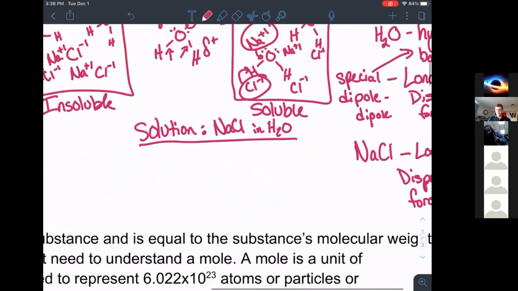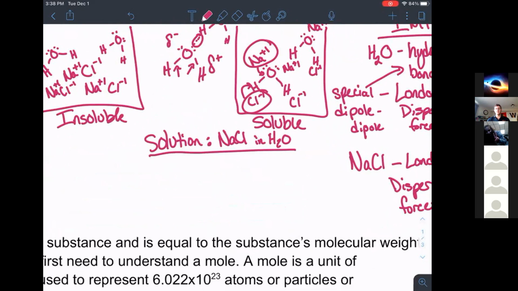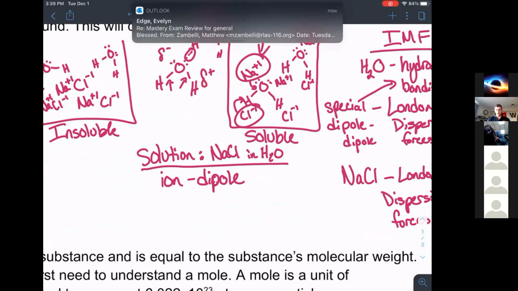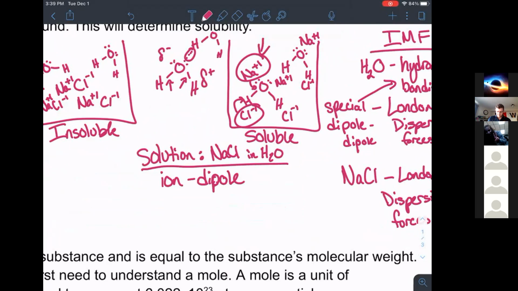We're creating this third intermolecular force that's going to be a part of this solution, and that's going to be ion dipole. That's because we have an ion, the sodium, or an ion, the chlorine, next to a dipole, or a partially charged part of our polar covalent molecule.